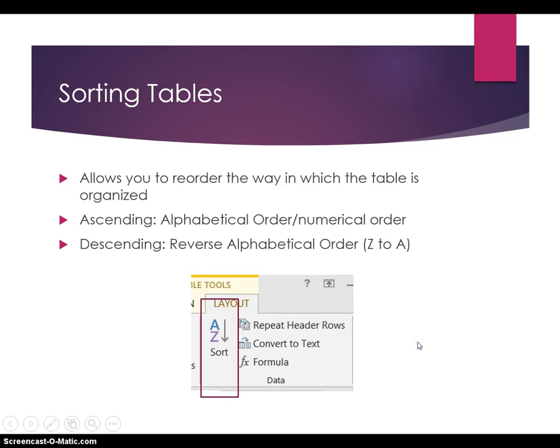Sorting tables: the A to Z button where it says A to Z Sort on your Table Tools Layout ribbon will allow you to sort. Now, sorting arranges it in a specific order. You have ascending and descending. Ascending means it can be in alphabetical order, A to Z, or it can be smallest number to largest number, or it could be a shortest person to a tallest person. But that's your ascending. Descending means it's the opposite. You could go Z to A in the alphabet, the largest number to the smallest number, or the tallest person to the shortest person.